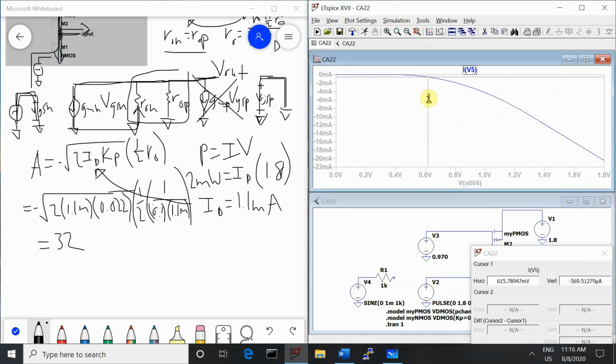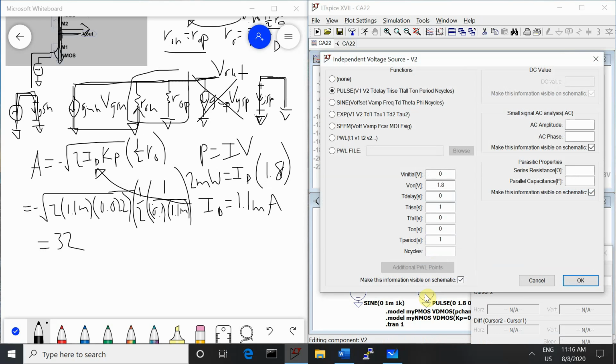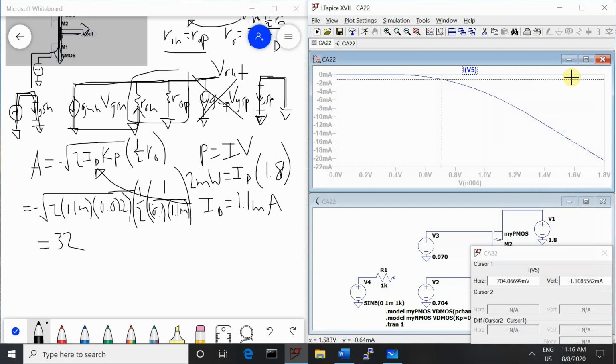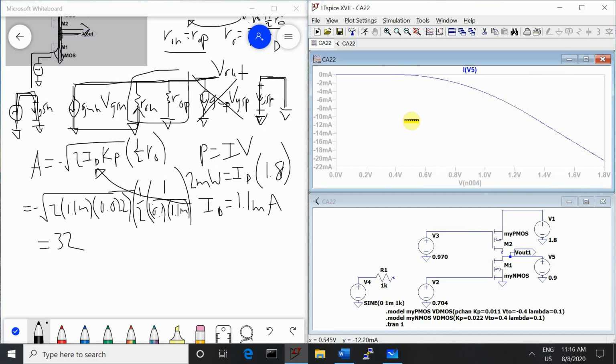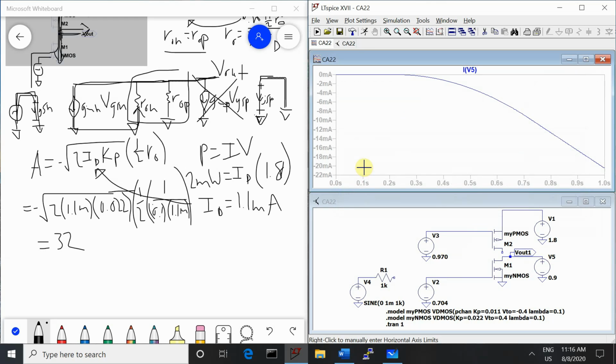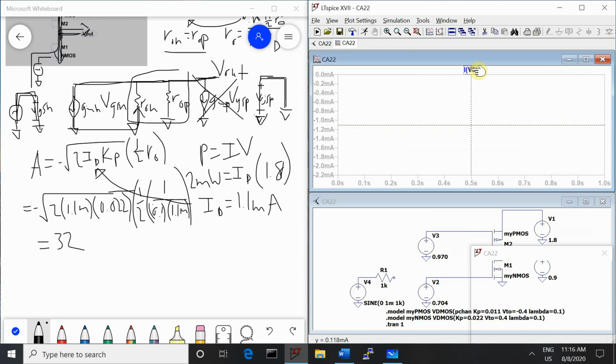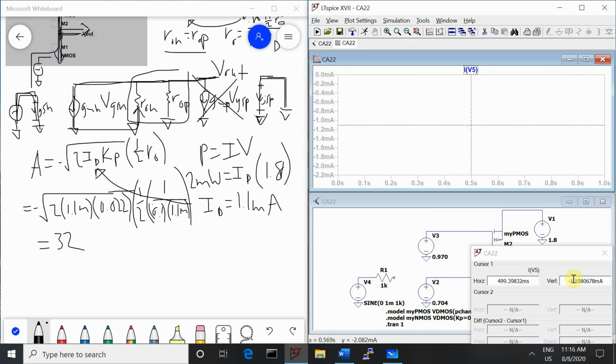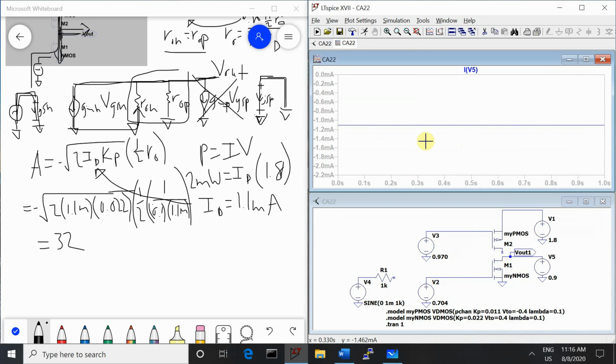We're going to look at 1.1 milliamps again. That's at 704 millivolts. So we'll change this to a DC value of 0.704 and switch this back to time, since we're not sweeping this source anymore, it's just a DC value. And that's going to give us a current of 1.1 milliamps. So that looks really good.